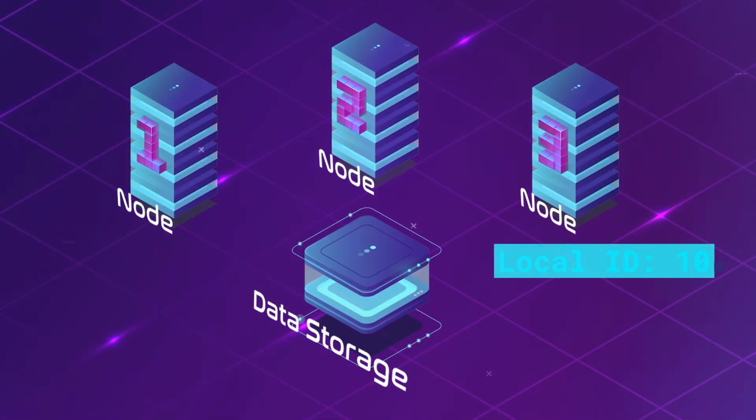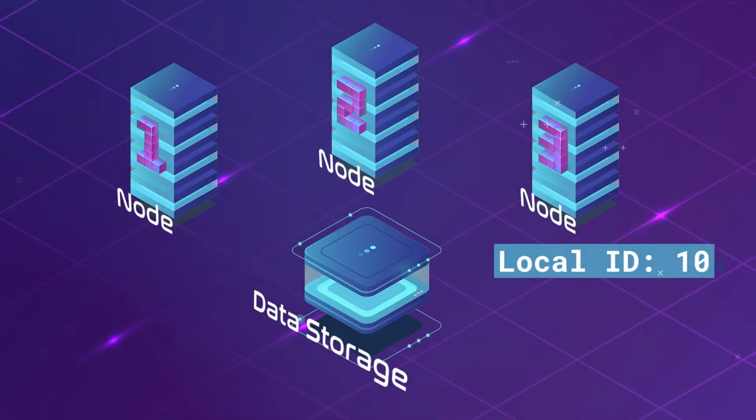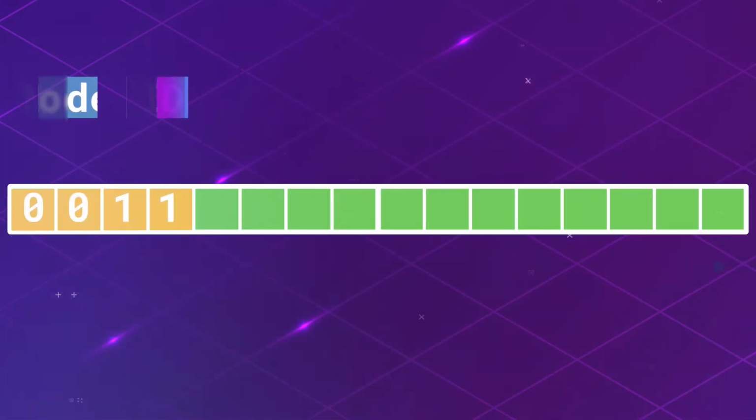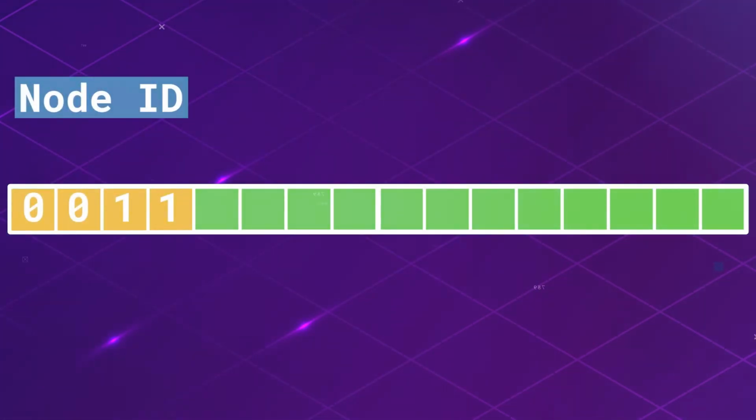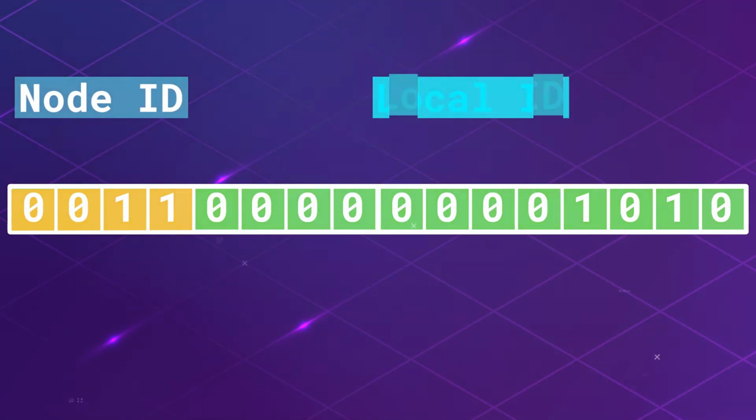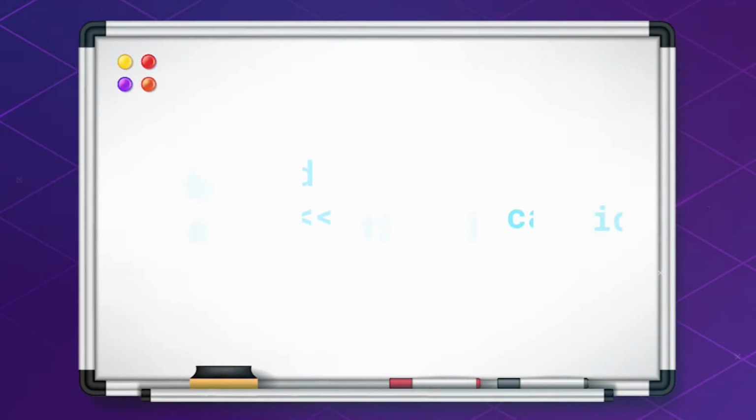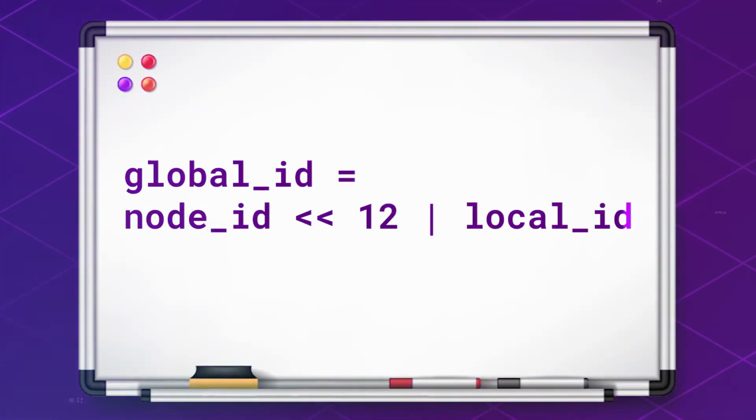Now when we have a node 3 with a data row with local ID 10, we first set our 4 left bits with node ID and then set the rest of the bits with local ID. In code, it'll look like this. We take node ID, shift it 12 positions to the left, and then use the OR operator to set the right bits with local ID. Here is what this is going to look like.